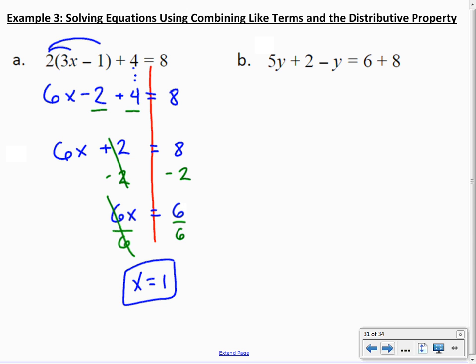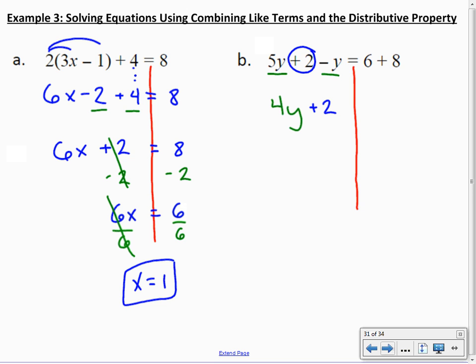Okay, and this will be our last example for today. Example B, there's no distributing that we can do, but there are some like terms that we can combine together. So let's start on the left side of our equation. And keep in mind, we can't combine things on the left side with things that are on the right side of our equation. On the left side, we have a 5y and a minus y that can combine. We also have a plus 2 that's all by itself. So this left side will turn into 4y plus 2.